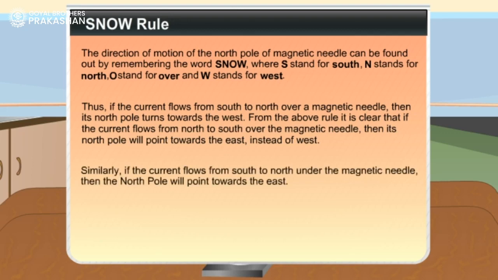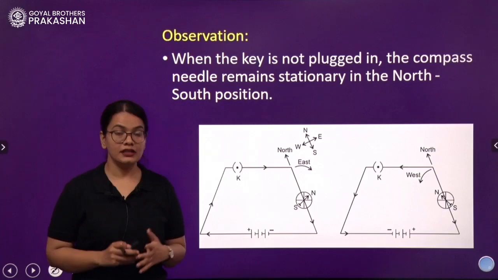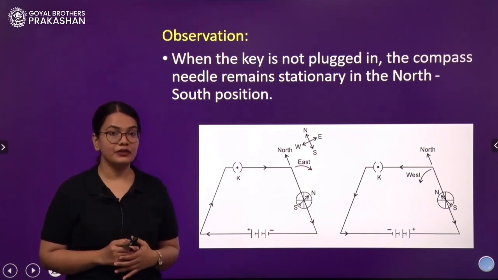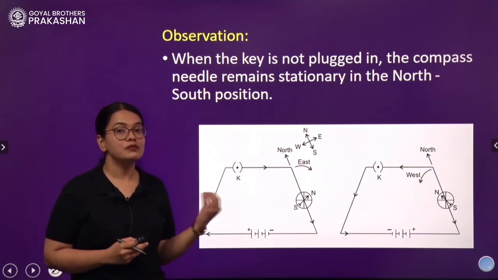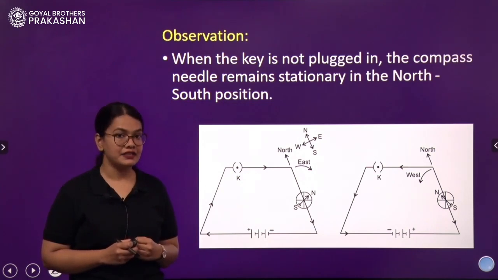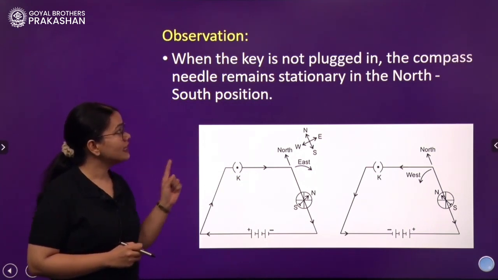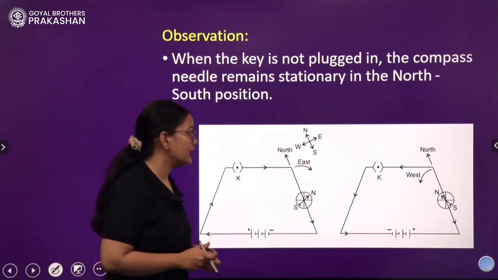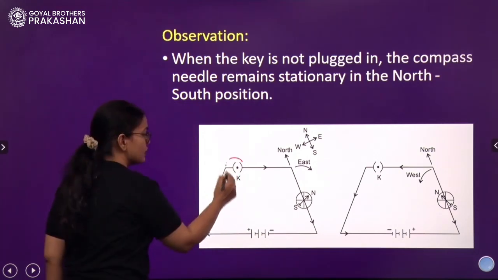Similarly, if the current flows from south to north under the magnetic needle, then the north pole will point towards the east. So after watching the animated video, we will see what all observation you made in the activity. The first is when the key is not plugged in. This was your key.